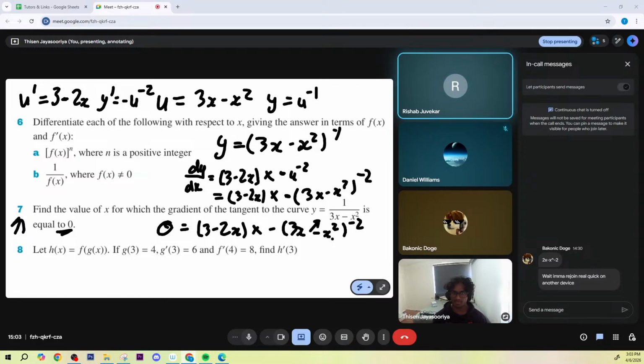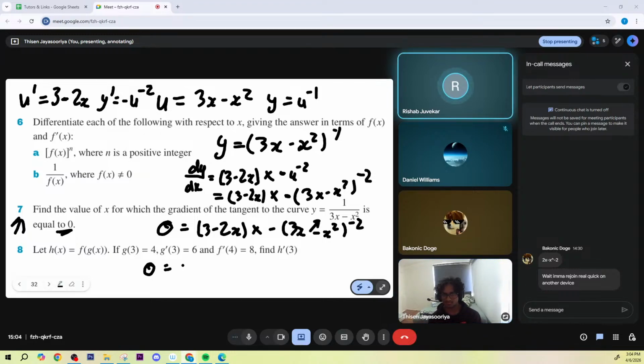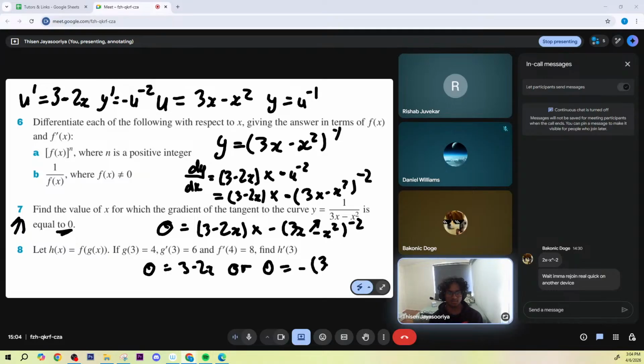Null factor rule. So what can you get? So here 0 equals what? 3 minus 2x, or negative 3x minus x squared to the power of -2. Not quite. Because here we have 0 equals negative 3x take away x squared to the -2. This doesn't have any solutions to it.